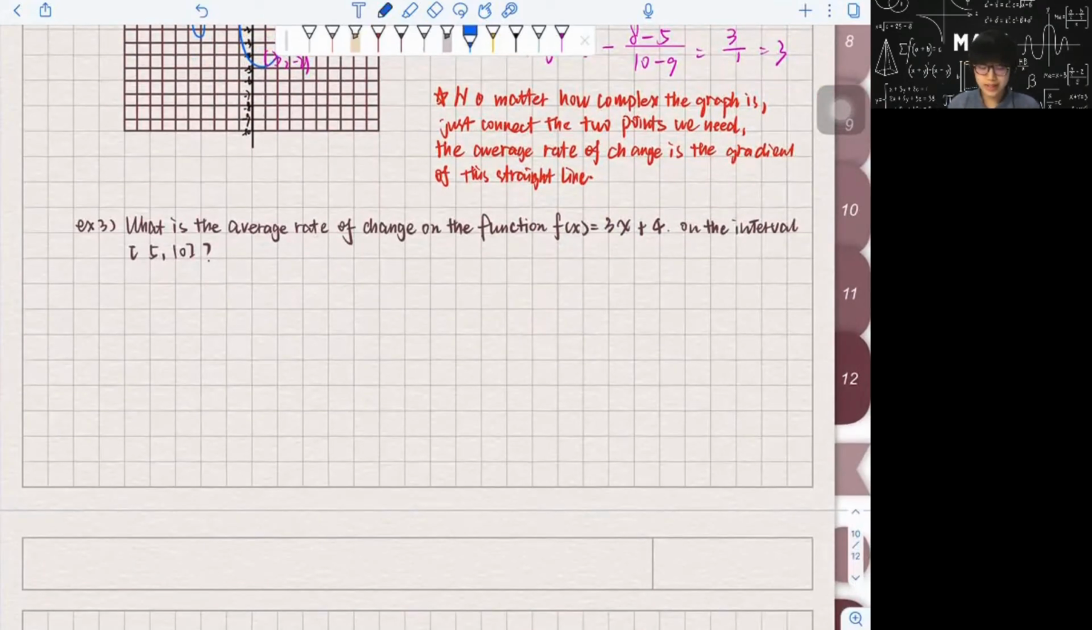Exercise 3. What is the average rate of change of the function f(x) equals 3x plus 4 on the interval from 5 to 10? Well, if you first look at this question, the idea that comes immediately will be, let's draw the graph of this function and connect the 2 points we need and then calculate its gradient. Well, actually, we don't need to do that. The thing we need to do is just find the 2 y coordinates of the points like this.